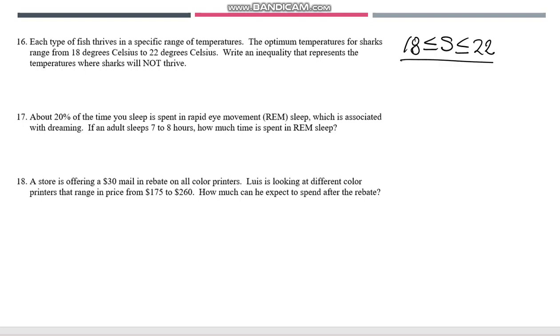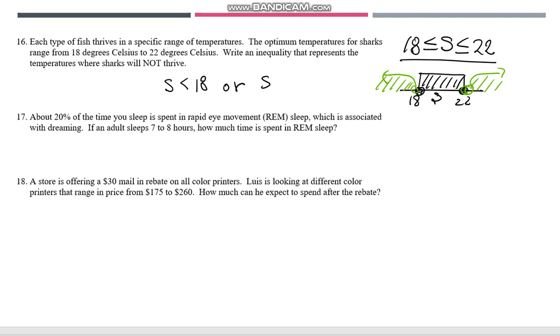Then 18 and 22, and this is including 18 and 22, so it is everything here. So anything that is down below excluding 18 and down here, anything that is above 22 is going to be where sharks cannot really thrive. Therefore, the answer here is S is less than 18. Now they're disconnected. It should be or S is greater than 22. Okay, so this is the answer.